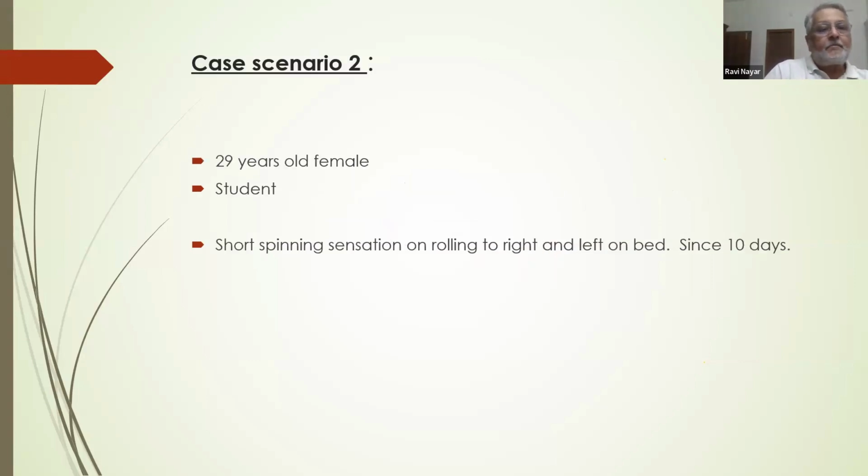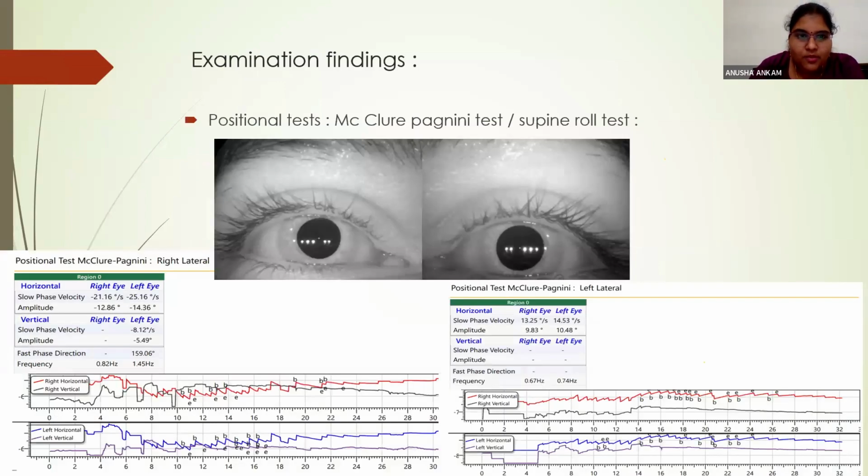Yeah, go on. So the next case is about a 29-year-old female who is a student. She came with short spinning sensations on rolling to left and right on bed. She has been observing this for 10 days. So typically the history indicates horizontal canal involvement. Coming to positional testing, in the McClure-Pagnini test, we found nystagmus. I'll show you.